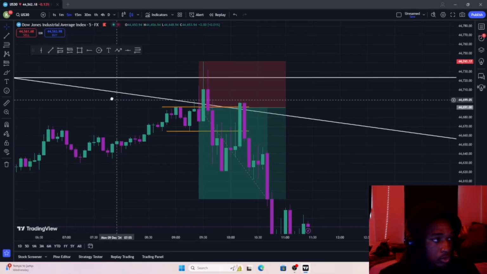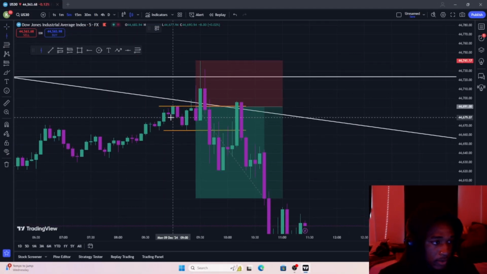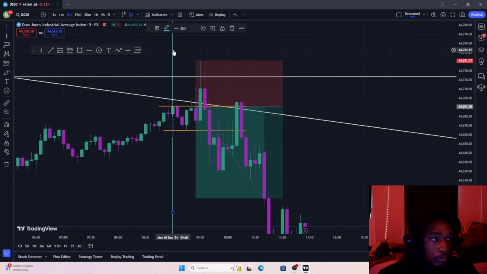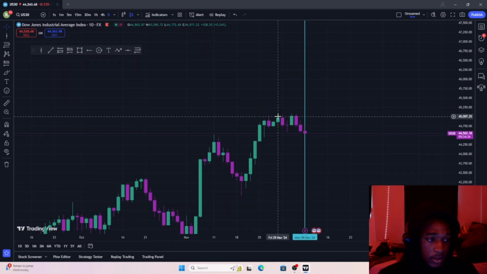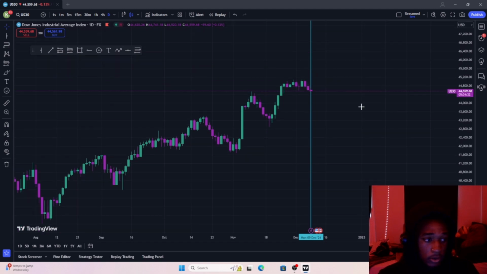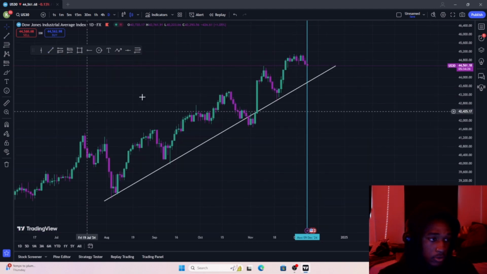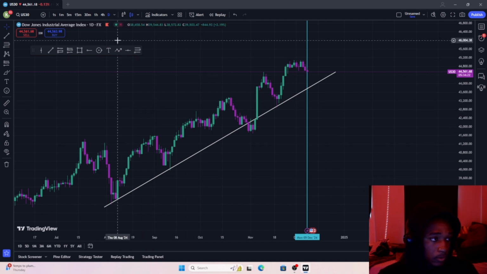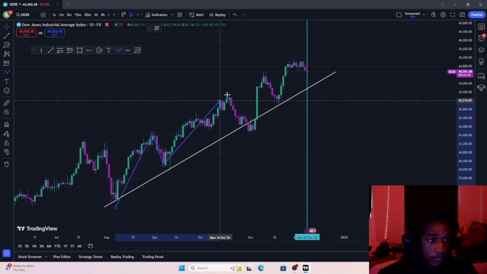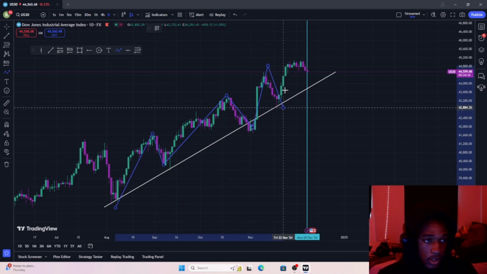First thing I'm going to do is mark where I came into the market. I came into the market at 9 a.m., which is on that blue vertical line. The first thing I did was go on the daily time frame and mark up my trend line. We're obviously in an uptrend on the daily time frame, making higher highs, higher lows, higher highs, higher lows.